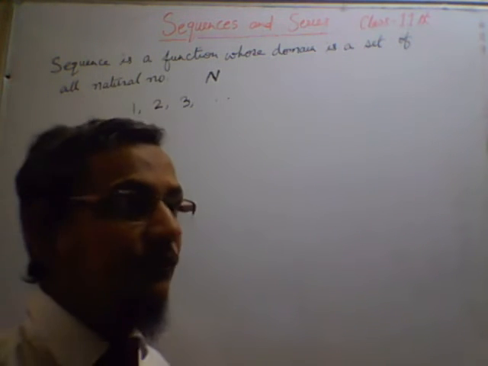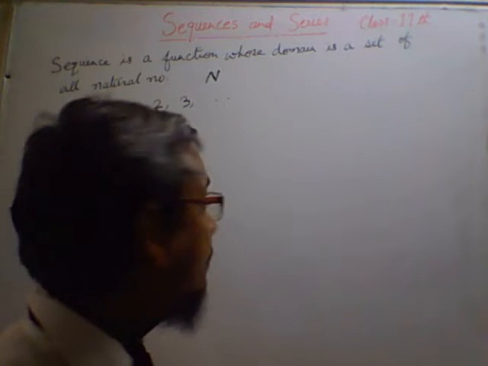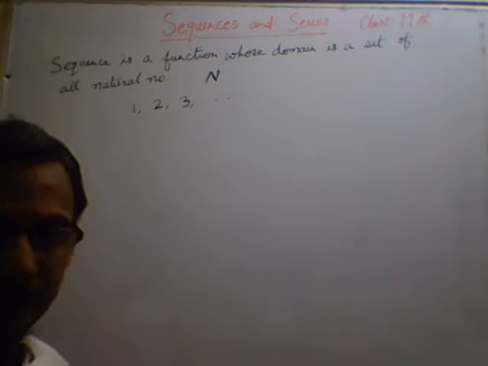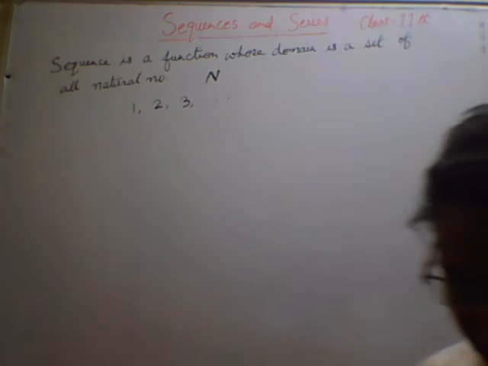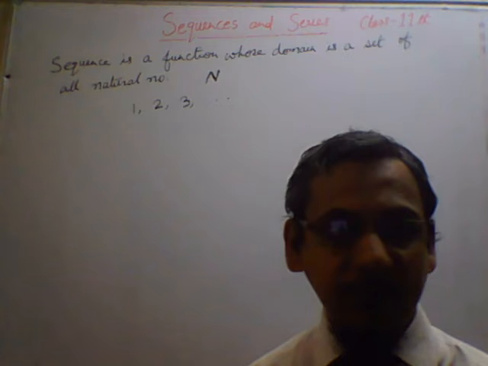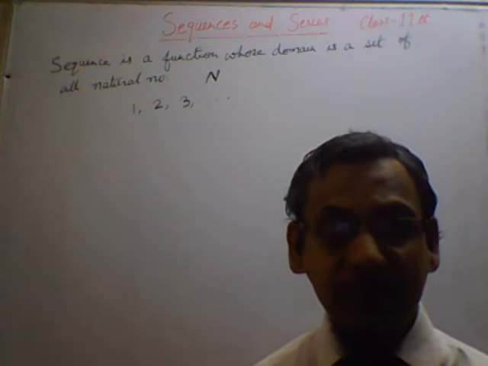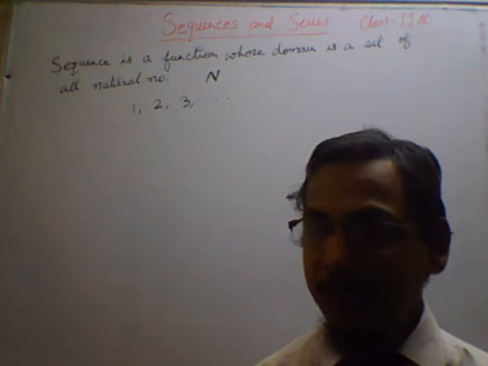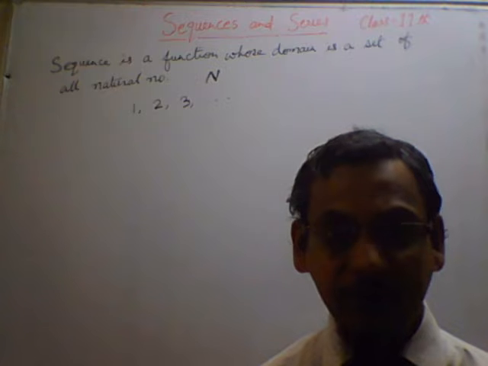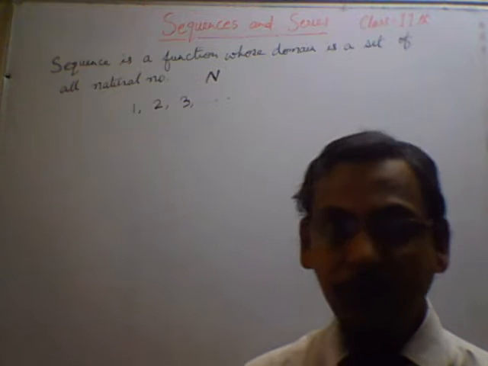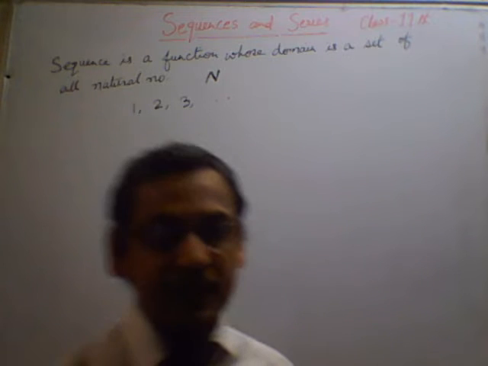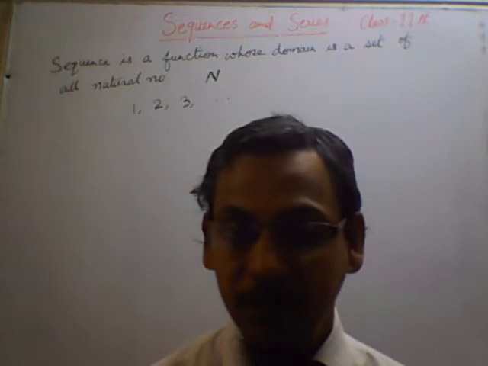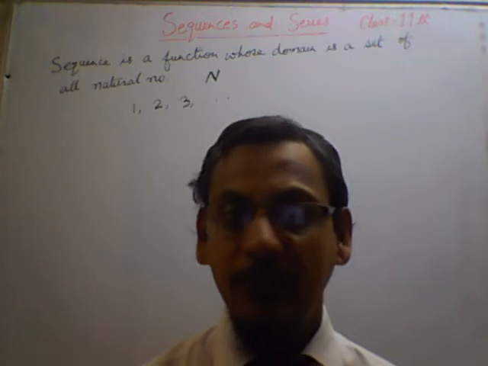So, if someone asks you what is the definition of sequence, a sequence is a function whose domain is the set of all natural numbers. As you know, what is a natural number? A natural number is a counting number. It starts from 1, 2, 3, and so on, to infinity. If you add 0 to the natural numbers, then it becomes the whole numbers.